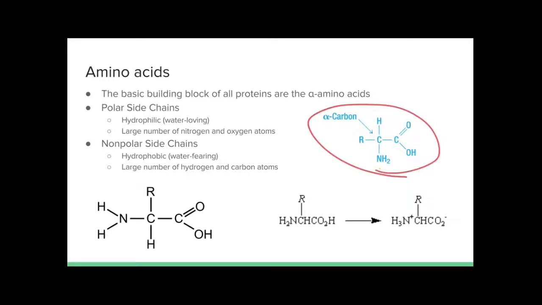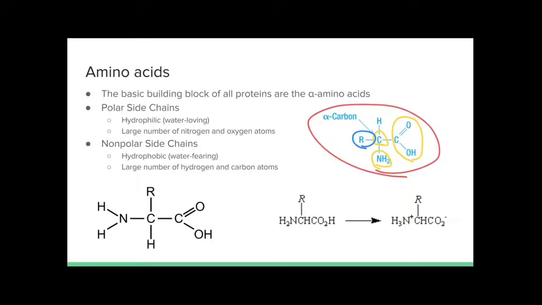The amino group, the NH2, is connected to the alpha carbon, shown here, along with the carboxyl group, right here, is also connected to the alpha carbon. The R right here represents a side chain, which can be any common substituent. These side chains can be either polar or nonpolar.